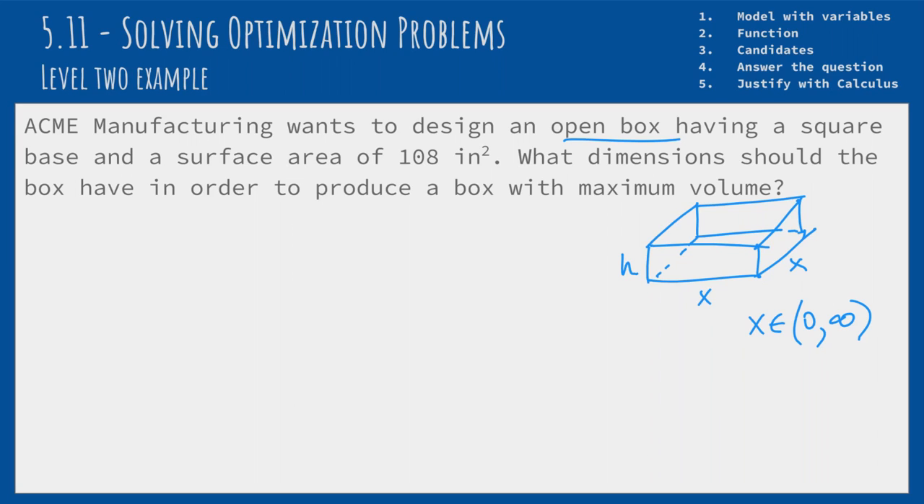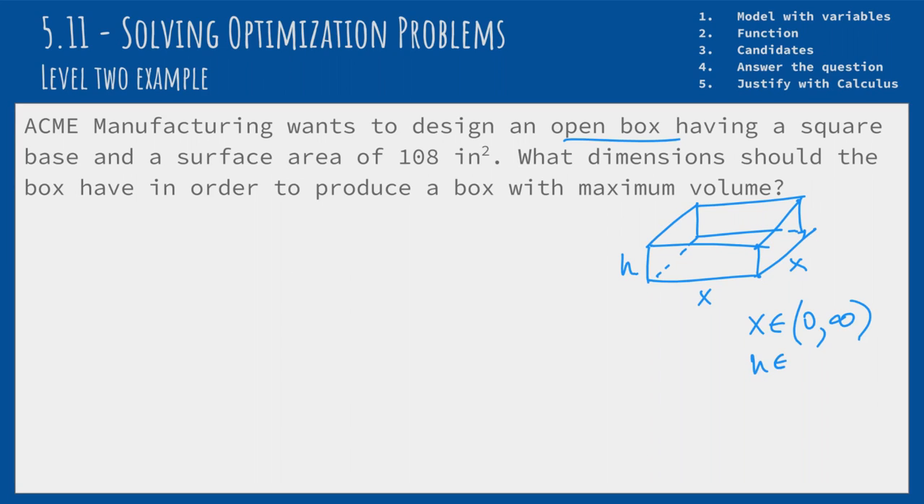There's going to be some sweet spot in the middle where we're going to get a really big volume. So if x is small, it's going to be skinny and tall, and it's going to have a small volume because it's really skinny. If x is really big, it's going to be really short and have a small volume because it's so short. So we want to figure out what dimensions are going to give us the biggest volume.